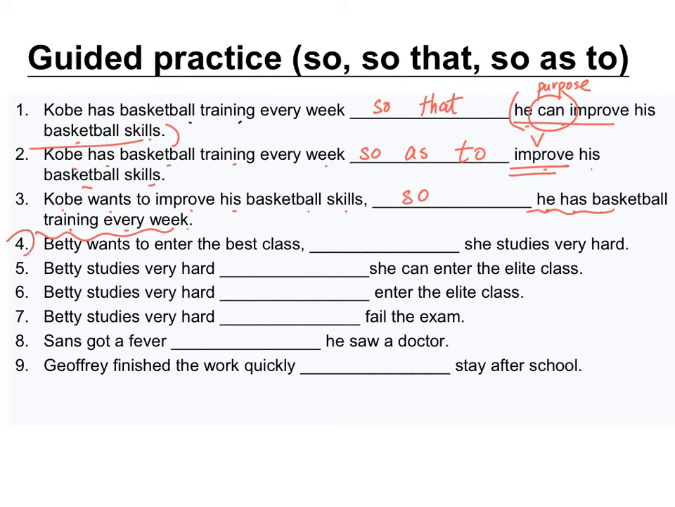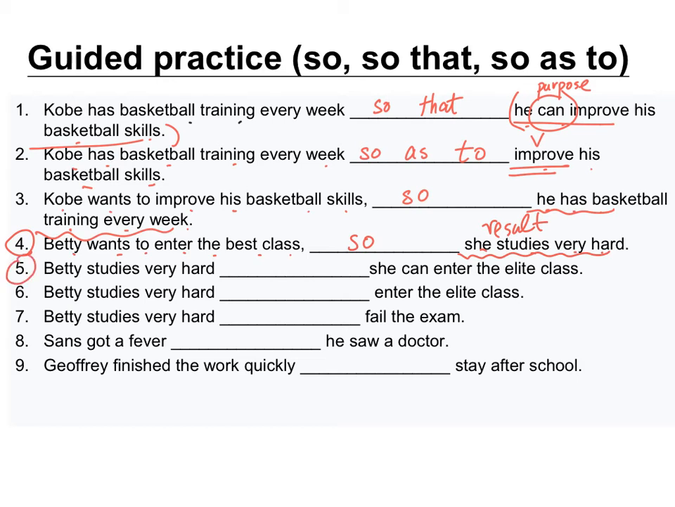Number 4. Betty wants to enter the best class. She studies very hard. This part is the result of Betty wanting to enter the best class. Therefore, we use so here.